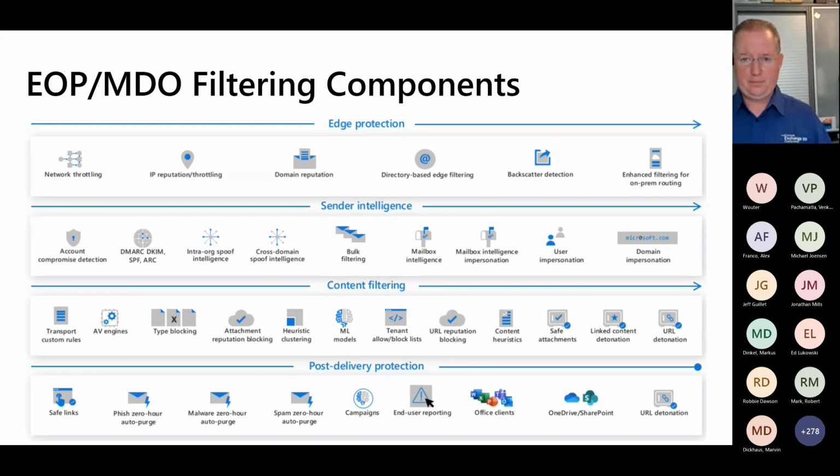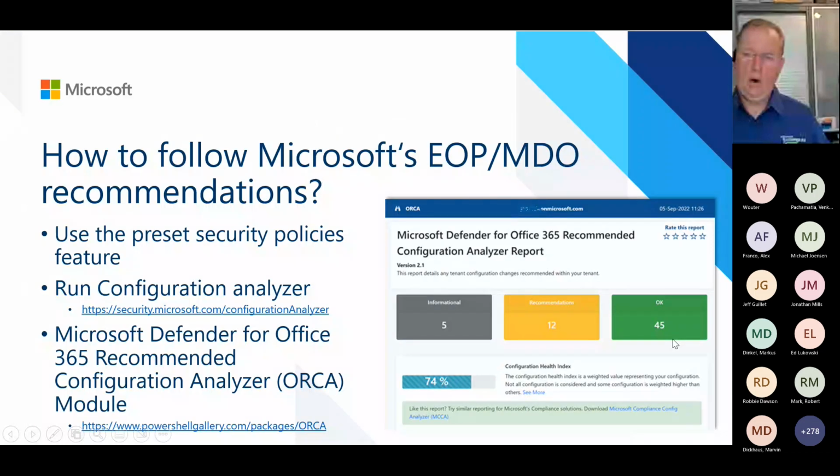Okay, I see. You see that you get a lot of stuff, and this session is really to show you how to follow the recommendations. So Microsoft provides 3 areas of recommendations for EOP and MDO. The first one is the preset security policies feature. The second one is the configuration analyzer. And the third one is a script module called the Microsoft Defender for Office 365 Recommended Configuration Analyzer, or ORCA module for short. Well, that's my favorite one.